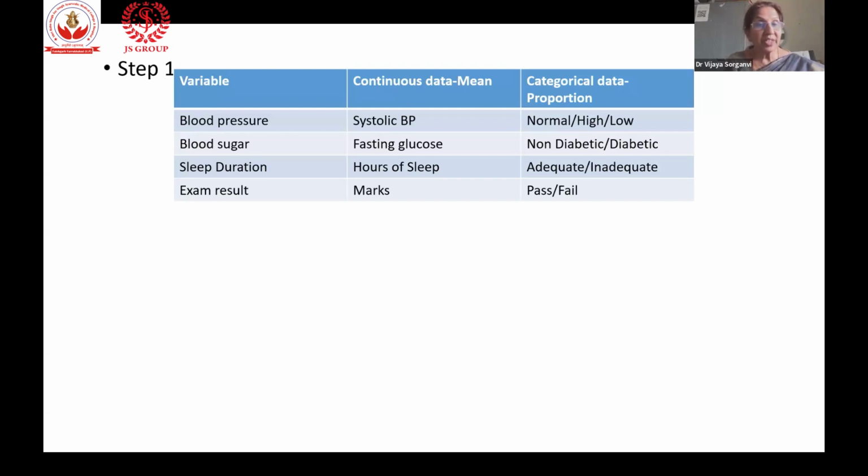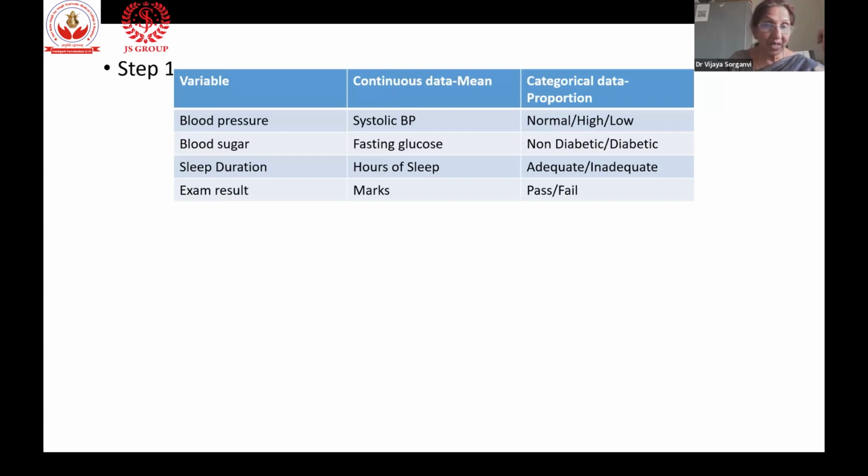Then coming to the second, suppose our study is about blood sugar. If fasting glucose mean and standard deviation are there, we use those variables to calculate the sample size. If they classified it into categorical data as non-diabetic and diabetic, we again use the proportion sample size. Formulas are different for categorical and continuous data, using proportion, that is nothing but percentages, and using mean values. If sleep duration, hours of sleep in mean and SD, is there, we use the mean formula. Otherwise, if they have categorized as adequate and inadequate sleep, we use proportion sample size.